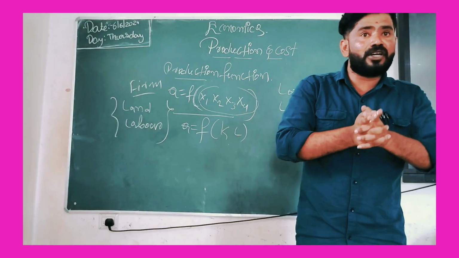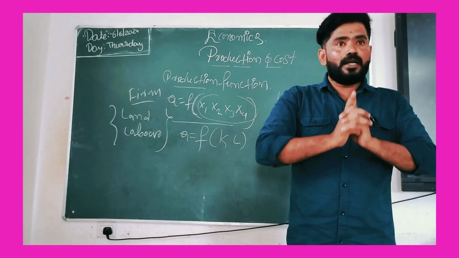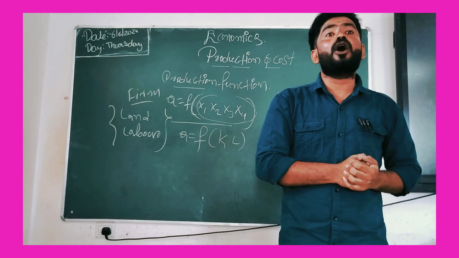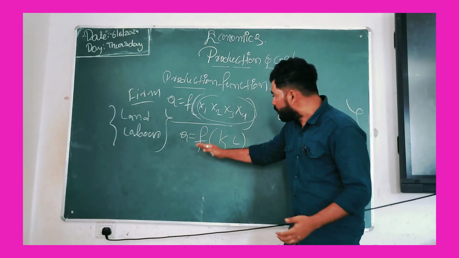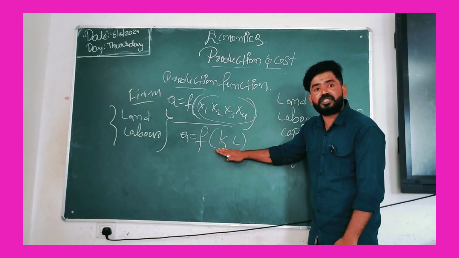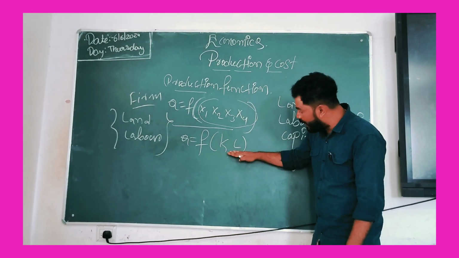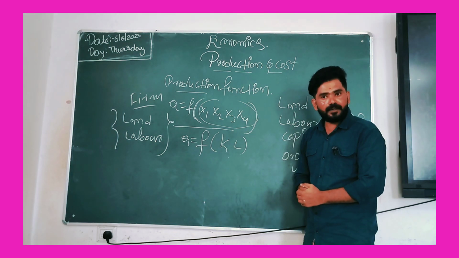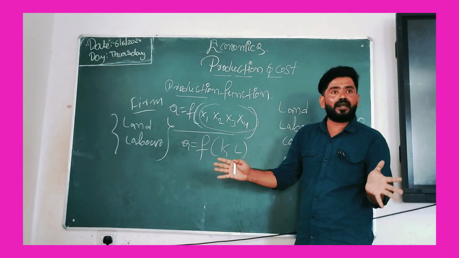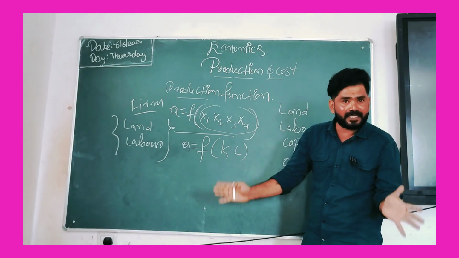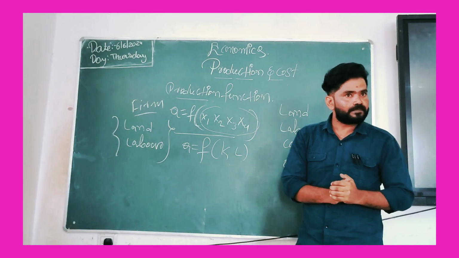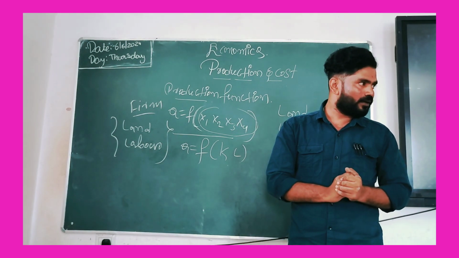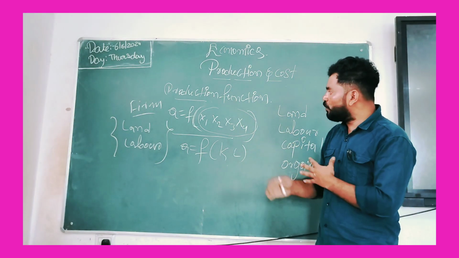The production function refers to inputs used and output produced. Here we used inputs K, capital, and L, labor. We use these inputs and produce the maximum level of output. Output means finished goods or completed goods. Okay, next we move on.